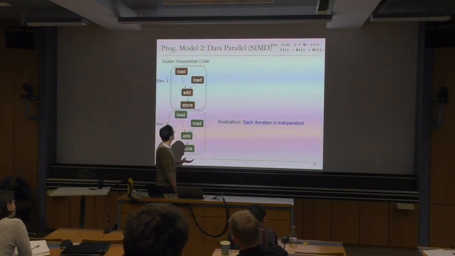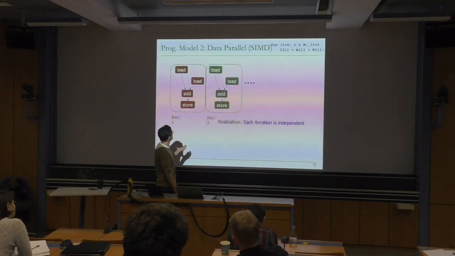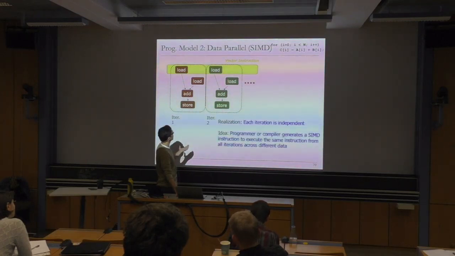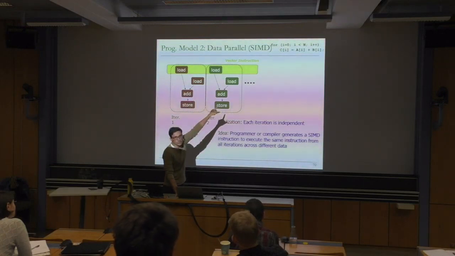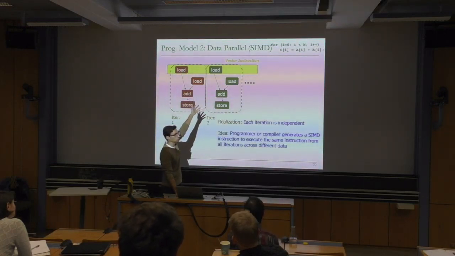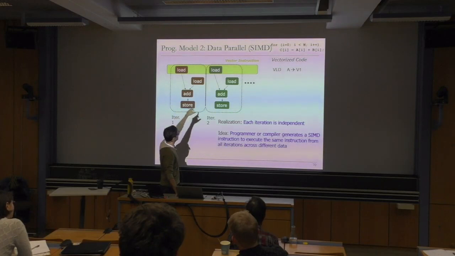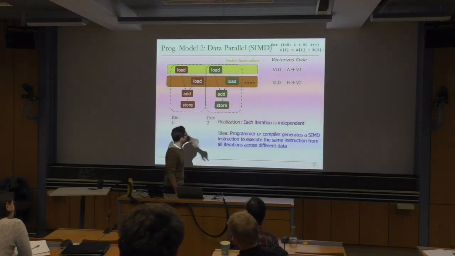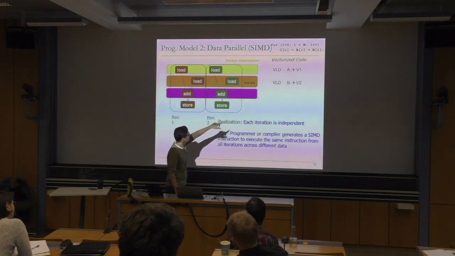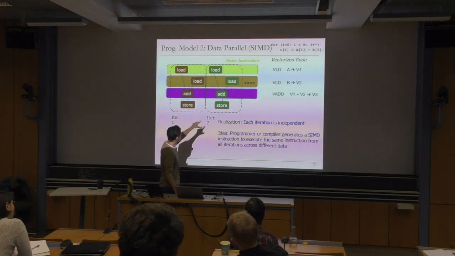So if they are independent, we can execute them in parallel, right? We can have something like this. And we can pack these two loads into this one single instruction, which is a vector instruction. And that's our vectorized code. And then these two loads are another vector instruction, and then these two adds are a vector add, and then these two are a vector store, right?